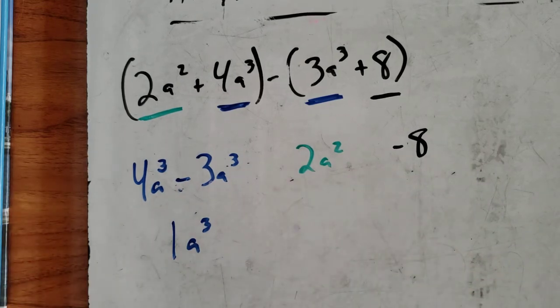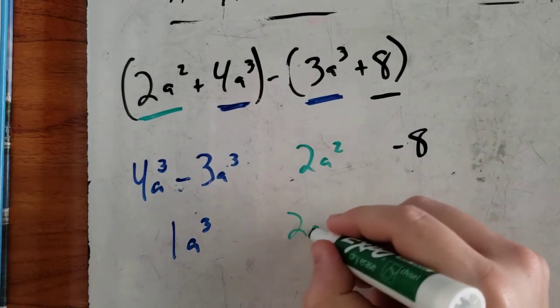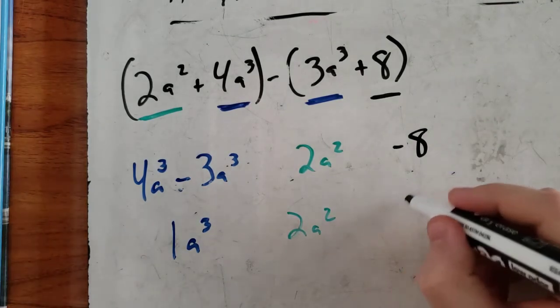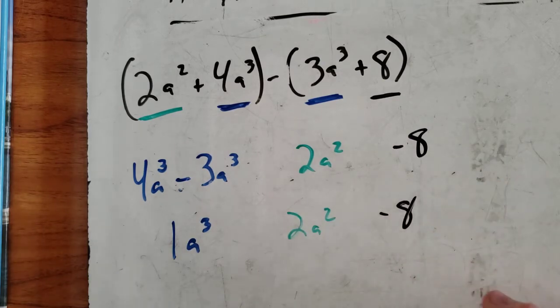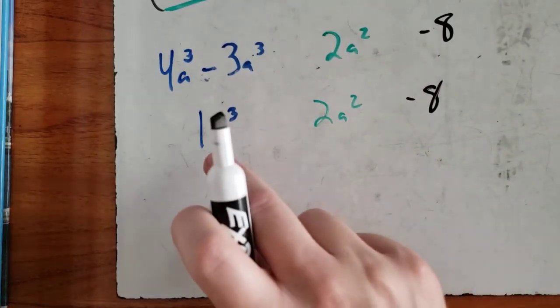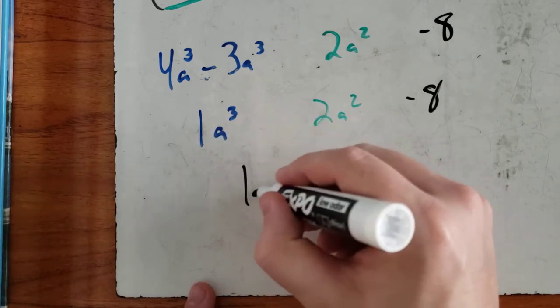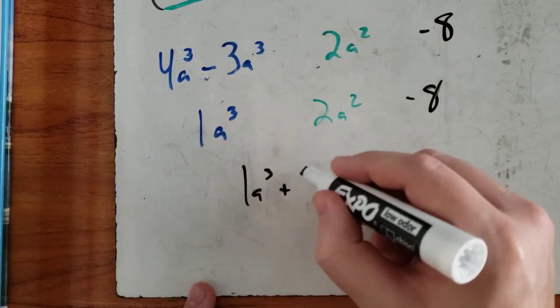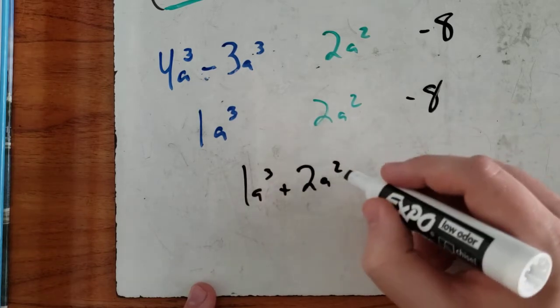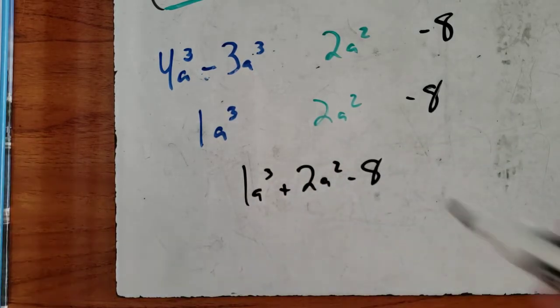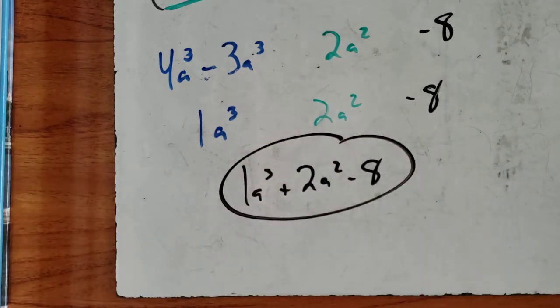Your 2a squared just comes down. There's nothing to do with it. And then lastly, your negative 8 comes down. Nothing to do with it there. Put everything together in order of highest exponent. So 1a to the third plus 2a squared minus 8. And that's our final answer.